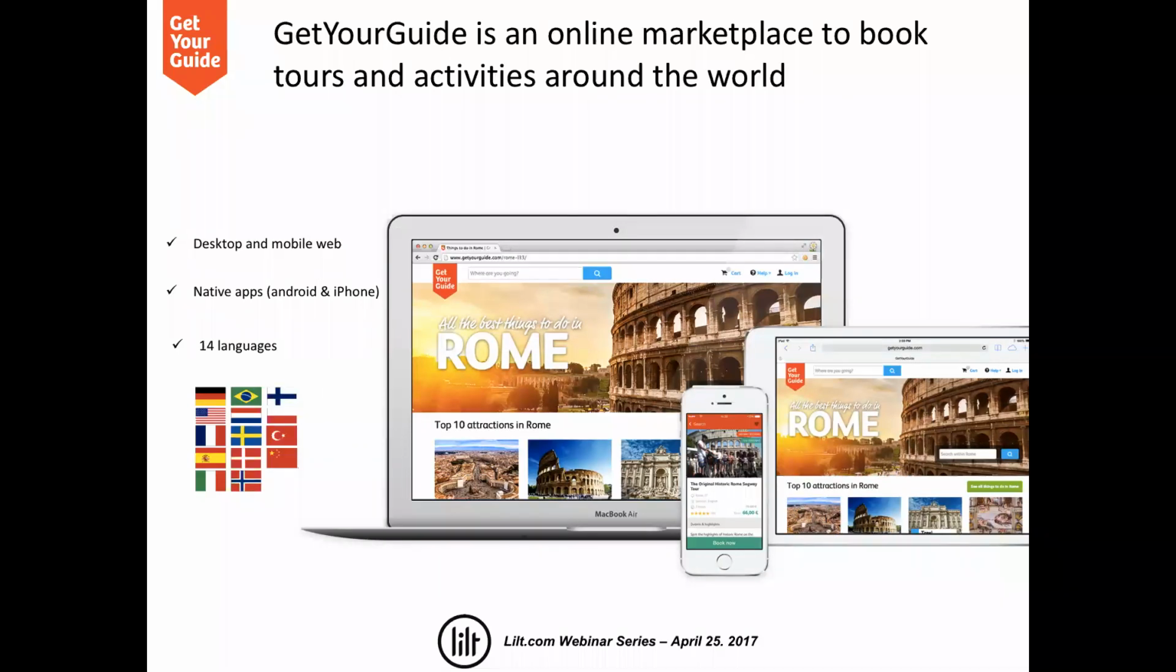Basically, we're an online marketplace which allows customers to book tours and activities around the world. If we look at all of our inventory, we offer above 30,000 tours to our customers. We are available on desktop and on mobile web. We also have native apps which are used a lot at destination. And we are available in 14 different languages.